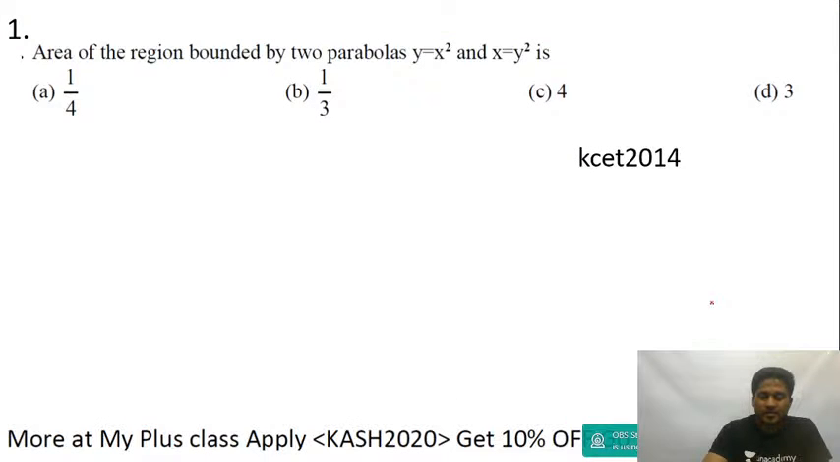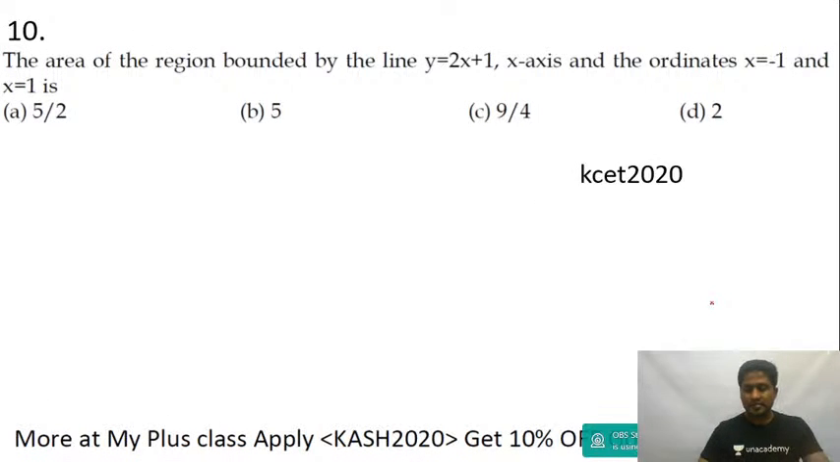So we have done session 2 of PYQs of application of integrals, guys. We have done up to question number 9 last class. Okay, let's move to the further questions. Question number 10. This is a KCET 2020 question. Find the area of the region bounded by the line y equal to 2x plus 1, the x-axis, and the ordinates x equal to minus 1 and x equal to plus 1.